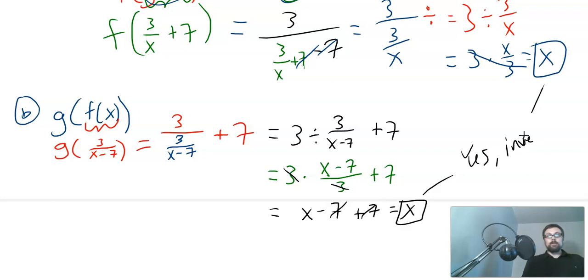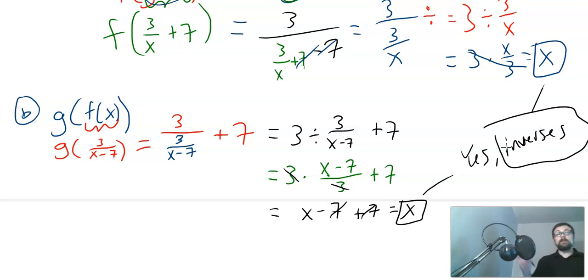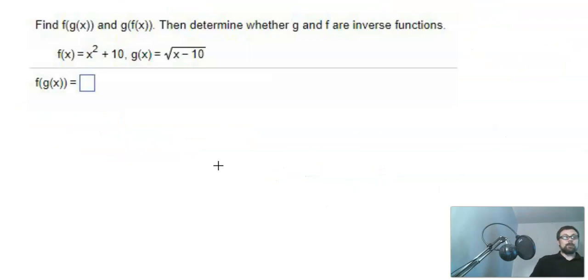Inverses. I'm just going to put, it's not a complete sentence, but I'm hoping that gets the point across. All right. Because they're both equal to x, they are inverses. If they equaled anything different, they would not be inverses. All right. Let's take a look at this example real quick.